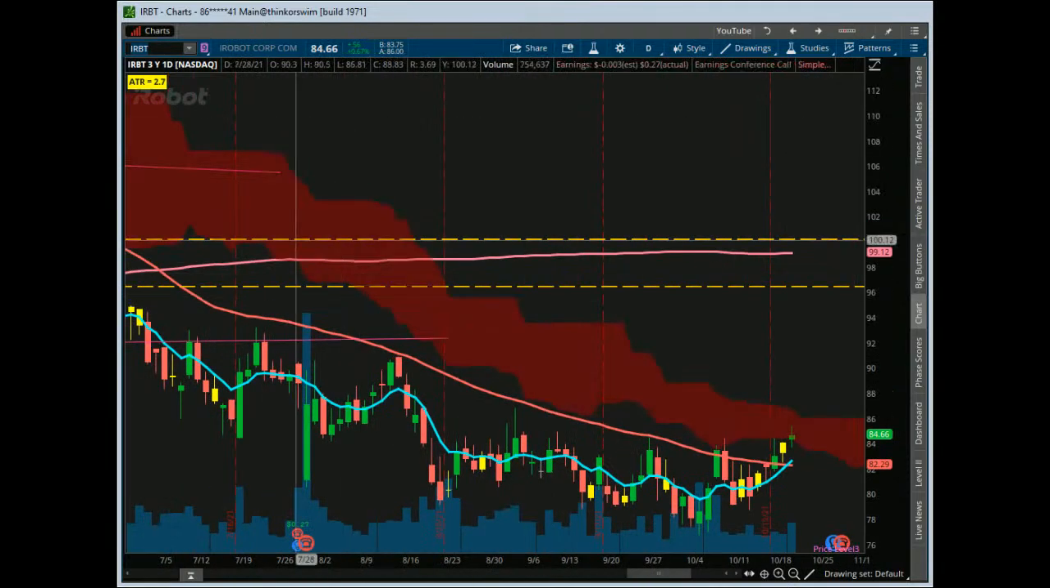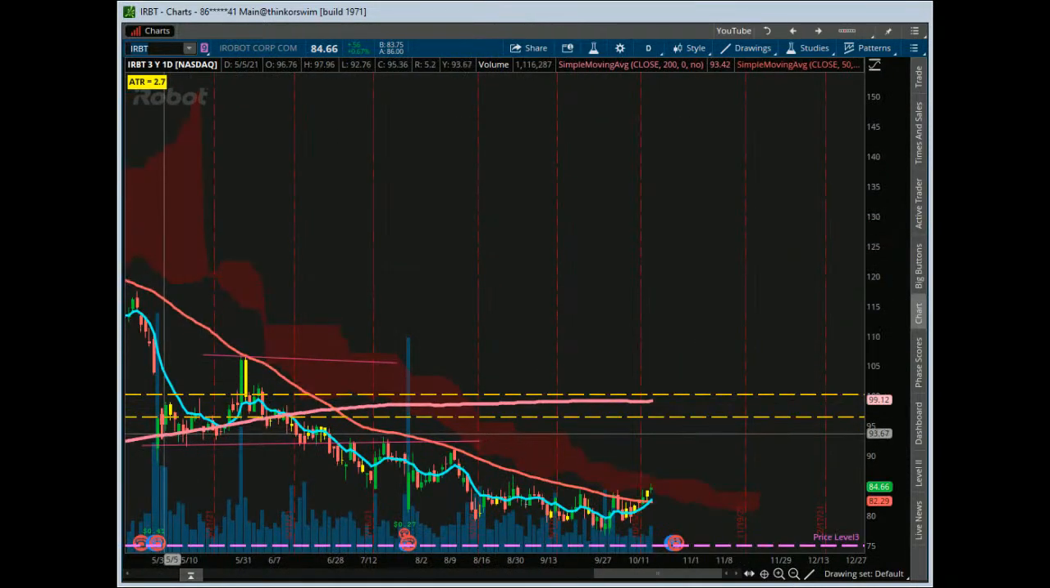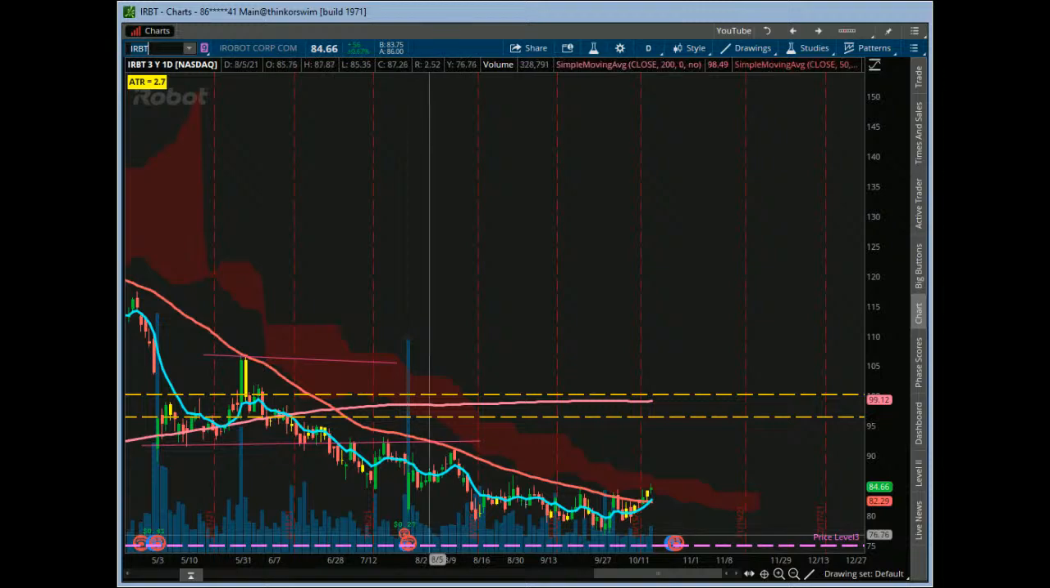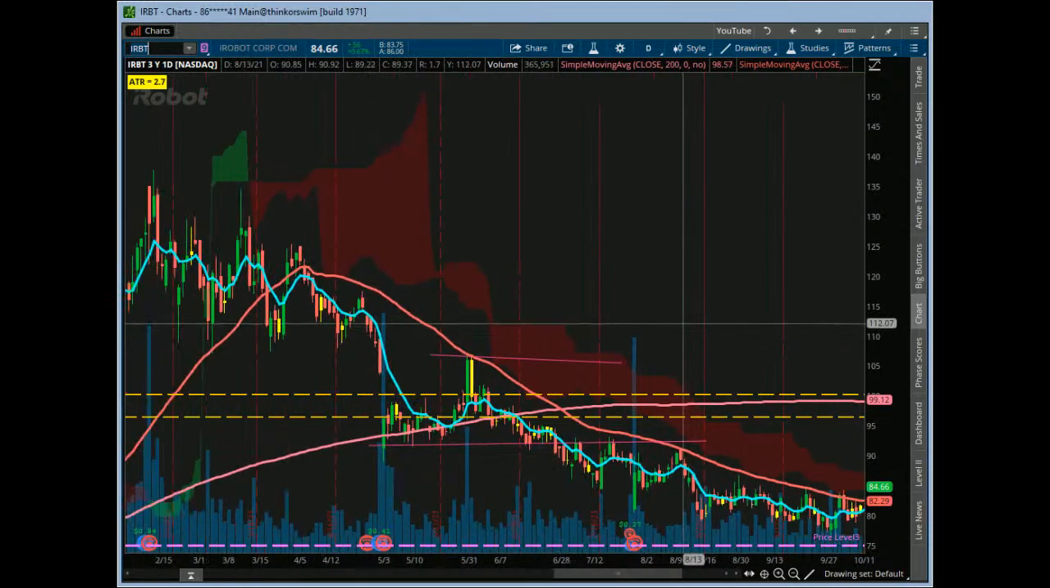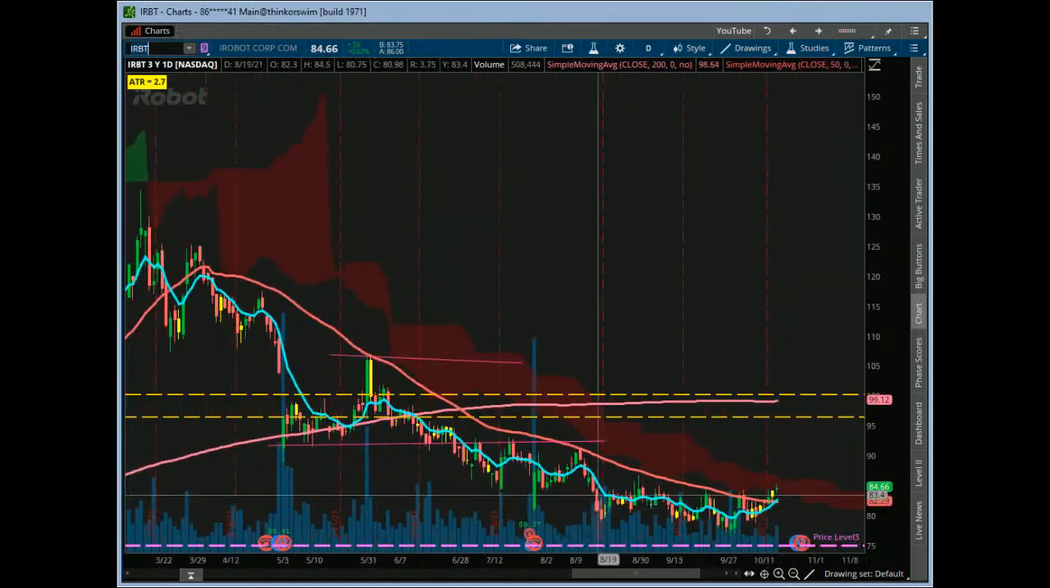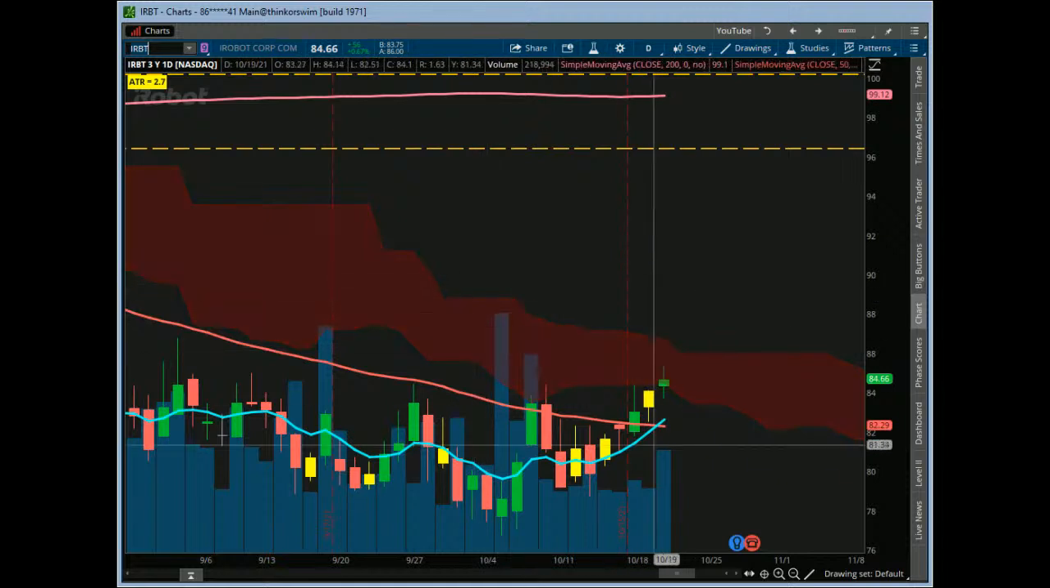If you go back here to a couple of other earnings reports, you've got some big gaps here, right? Nice move, big move here. So sometimes you can catch a nice earnings move on iRobot. So let's see how it goes. But in the meantime, maybe it's trying to get its way out of the cloud. But anyway, guys, good stuff.